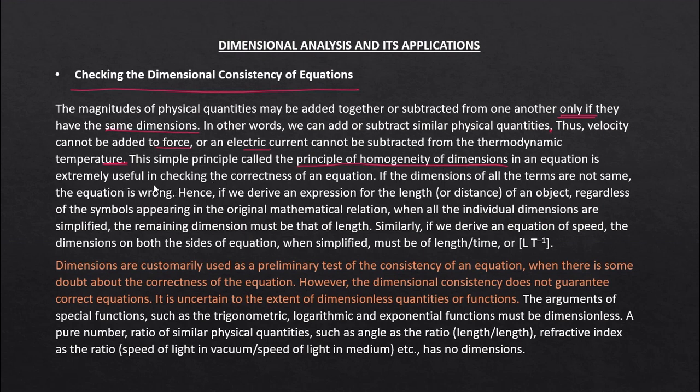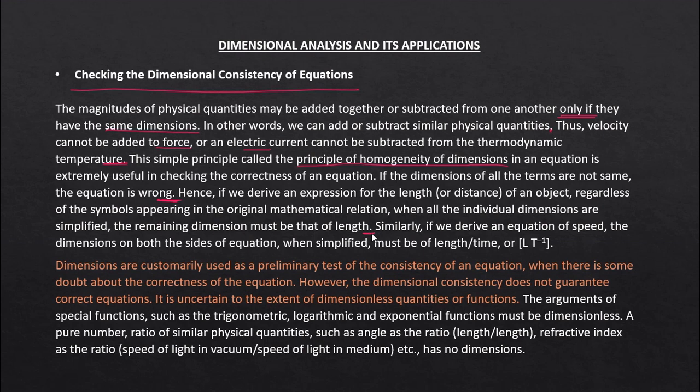It is extremely useful in checking the correctness of an equation. If the dimensions of all the terms are not the same, the equation is wrong, and this is the important point. So if you see that one term is being added to another and their dimensions are not the same, the equation is wrong. Hence, if we derive an expression for the length of an object, regardless of the symbols appearing in the original mathematical relation, when all the individual dimensions are simplified, the remaining dimension must be that of length.